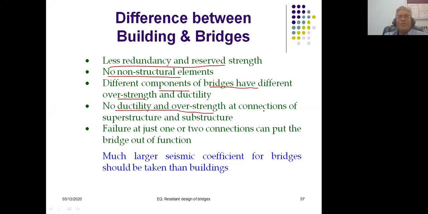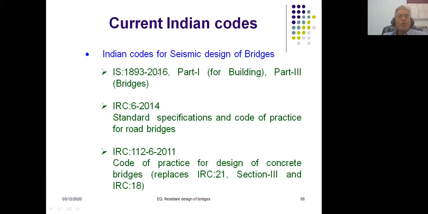There is no ductility and overstrength at the connections of the superstructure and substructure. Failure at just one or two connections can put the entire bridge out of function. So this is a very important part. And that is why the bridges need to be designed for a much larger seismic coefficient than the building. Whatever earthquake coefficients are prescribed for the building cannot be used, and it should be even more than that, right? Current Indian codes, of course, IS 1893 Part 1 is for the building, and Part 3 is for the bridges.